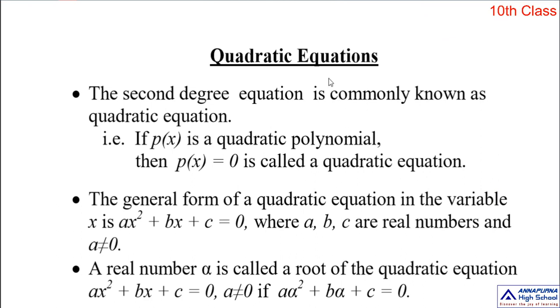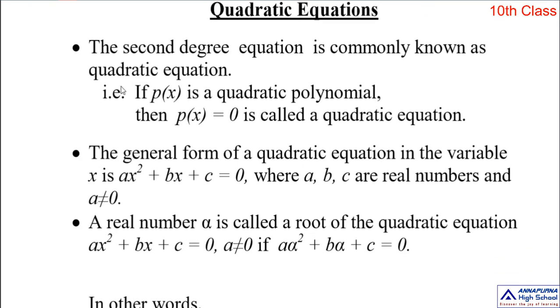The second degree equation is commonly known as a quadratic equation. That means if p of x is a quadratic polynomial, a polynomial in one variable only, then p of x is equal to 0 is called a quadratic equation. The general form of a quadratic equation in the variable x is ax square plus bx plus c is equal to 0, where a, b, c are real numbers and a is not equal to 0.